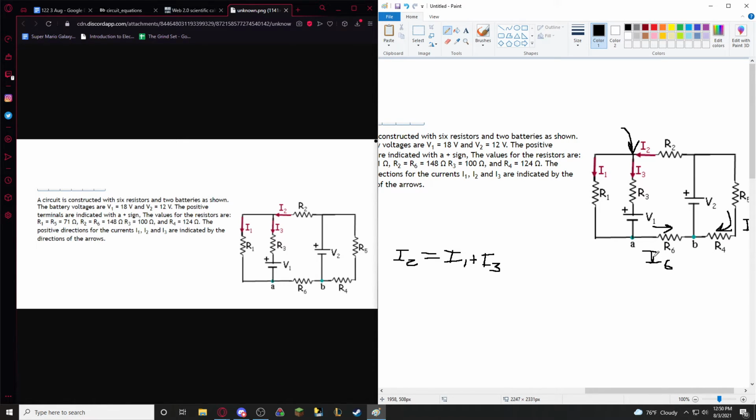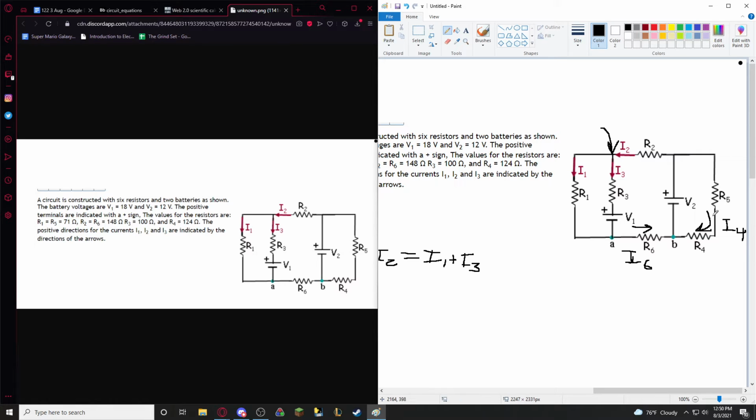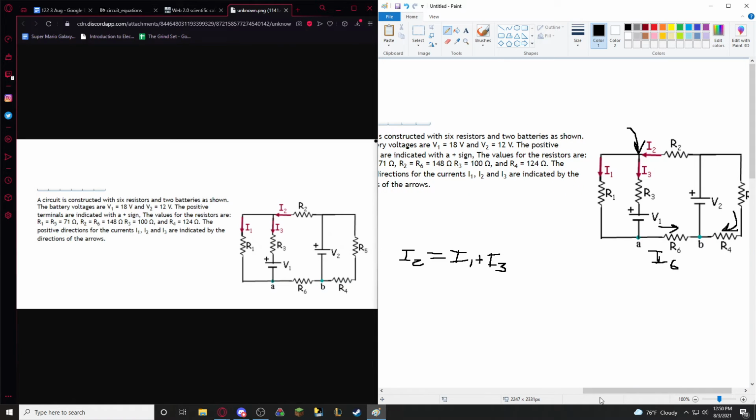Is there an I5 or is that all just I4? We'll just call it all I4 because it would be the exact same current going through R4 and R5. That was my problem. I was like, it's all in the same loop, so it has to have the same current. Yeah. So we have 5 unknowns, which means we need 5 equations in order to solve for everything. It's going to take a stupid amount of algebra, but don't worry, there's a way to simplify it. Please tell me.